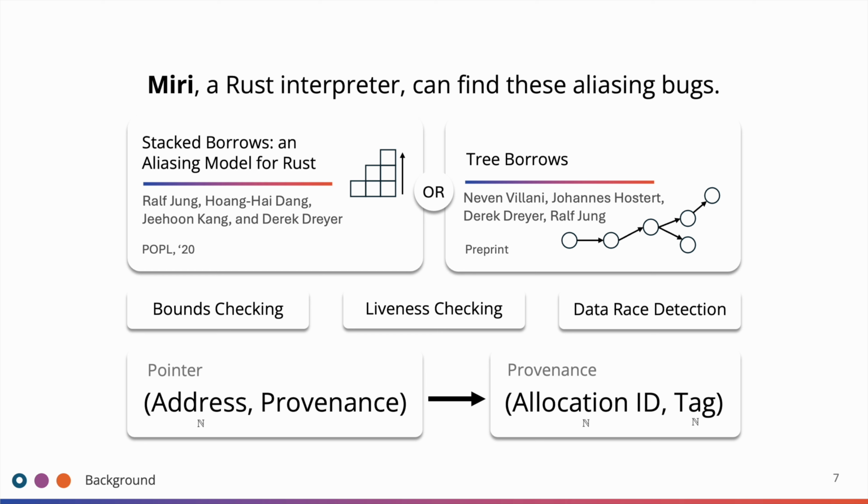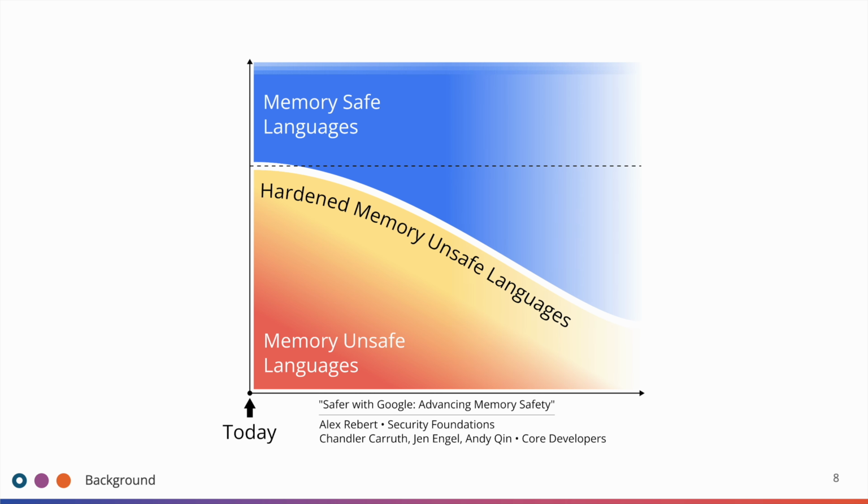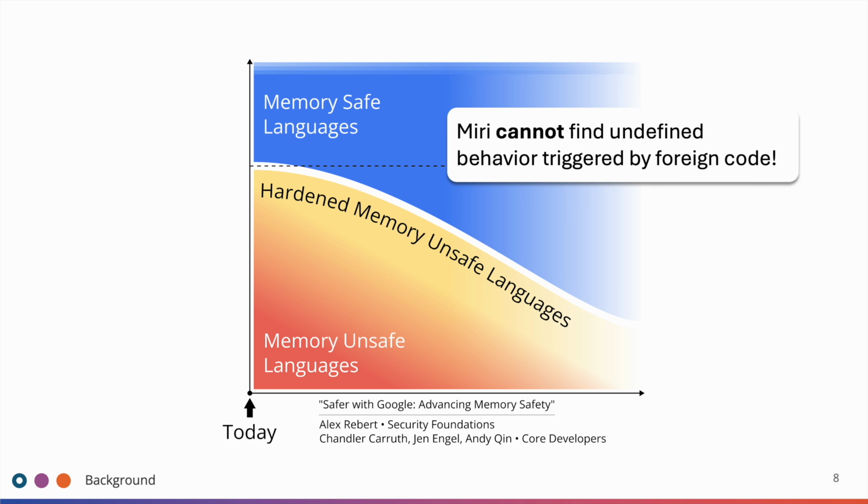However, MIRI has one key limitation that prevents it from being effective in the multi-language applications where Rust is being increasingly used. And that's that MIRI can't track the effects of foreign operations on the state of its aliasing model, preventing it from finding these Rust-specific forms of undefined behavior if they're triggered by operations that happen in C or C++.